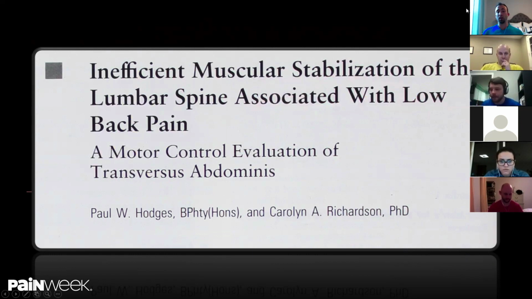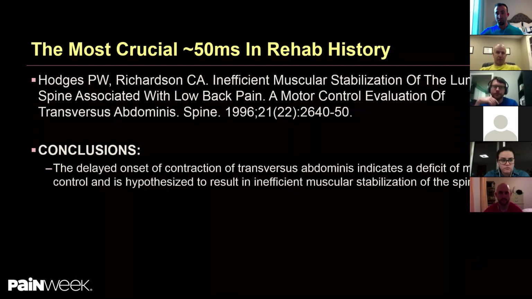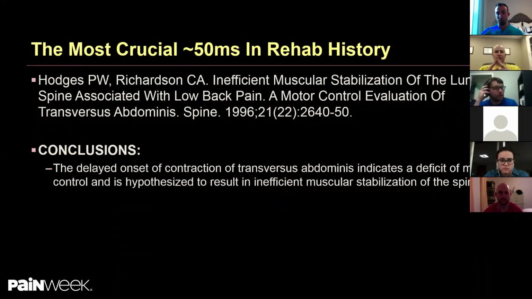And it opened the floodgates for a ton of other research to be done and a lot of buzz to go around with theories about how we should approach the treatment of low back pain. So this was probably the most crucial 50 milliseconds that ever occurred in physical therapy history or in rehab low back pain type history. So what Paul Hodges did in this study in 1996 was they implanted fine wire EMG into people's rectus abdominis, multifidus, transverse abdominis, all of the different muscles in and around the core.